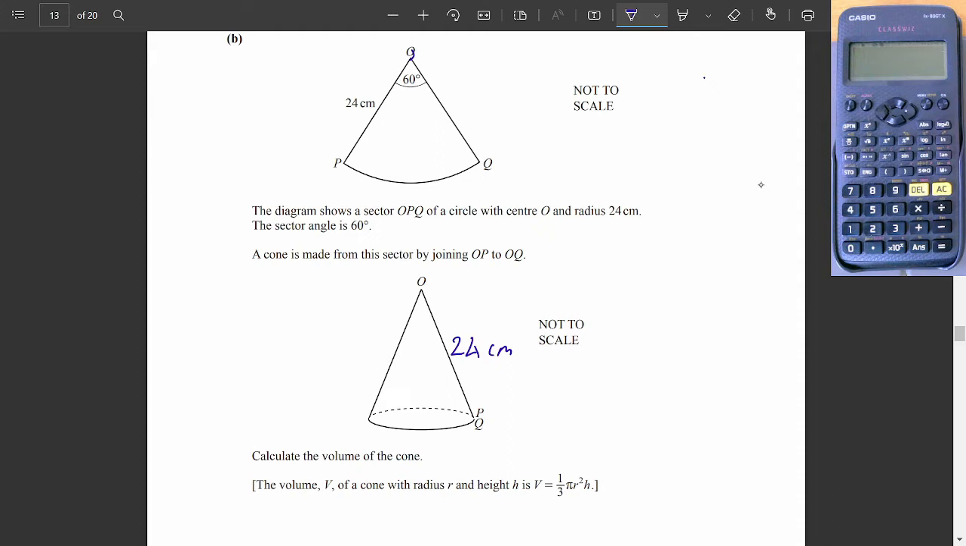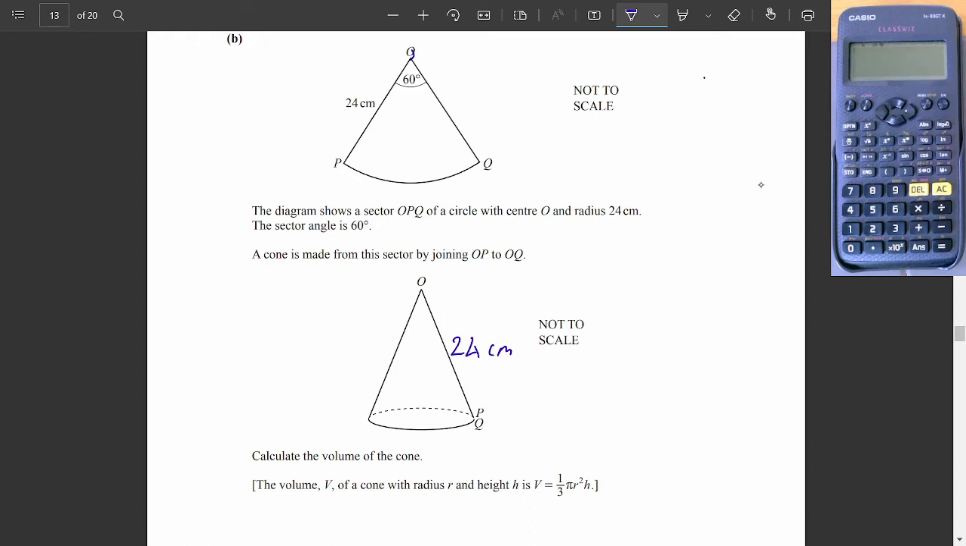All right, then PQ, you see they come together over here. So the arc length PQ will form the circumference of the base of the cone there. So this length is the same as the circumference there. Any other information? Note that this 60-degree angle does not equate to the 60-degree angle there at the top of the cone, as it changes as we fold it.